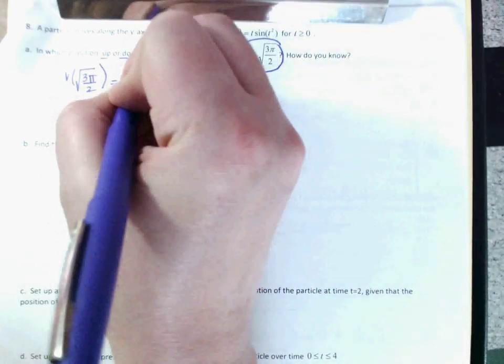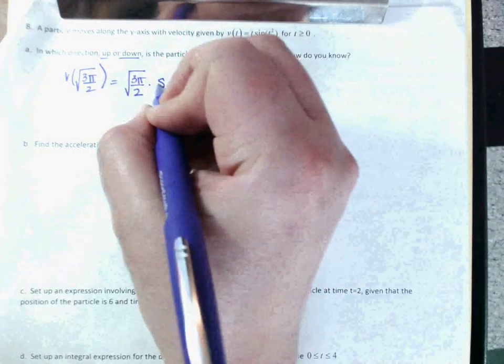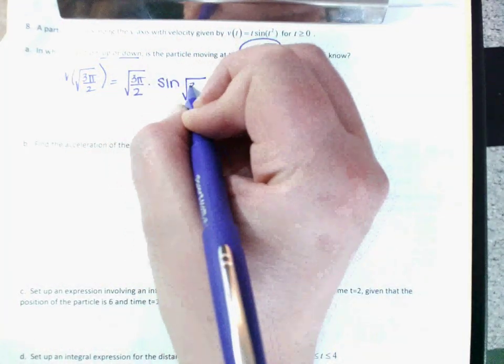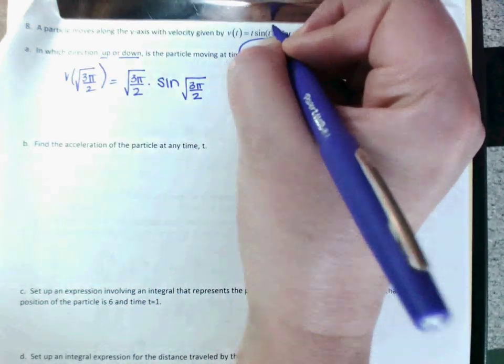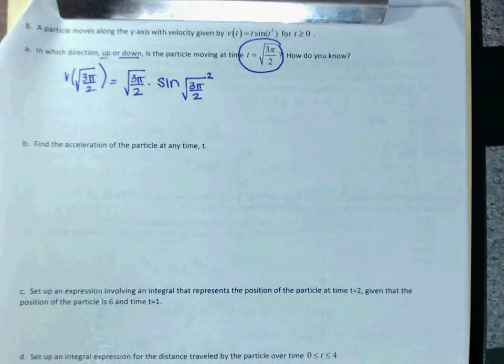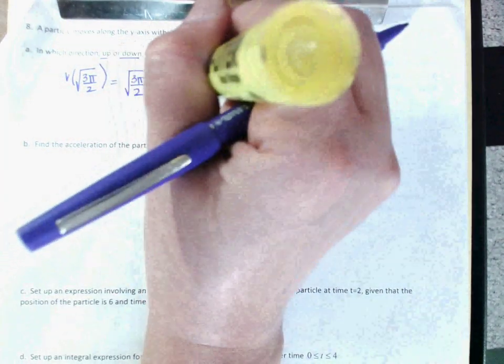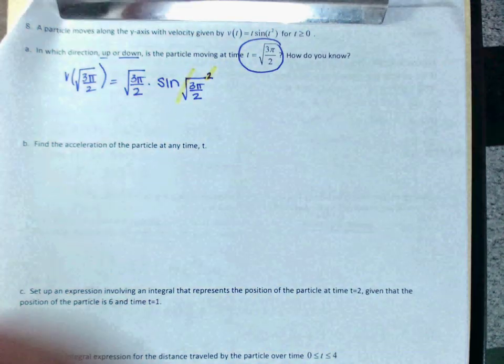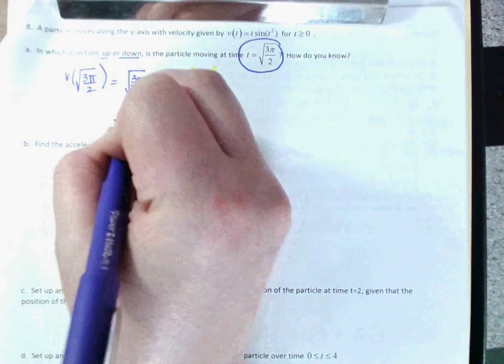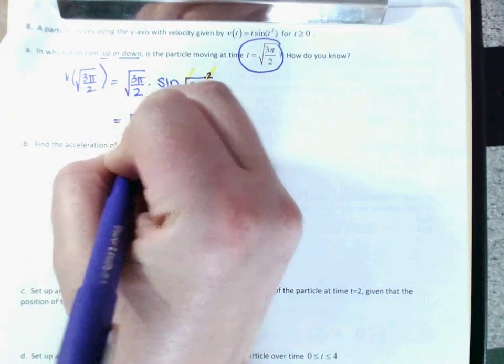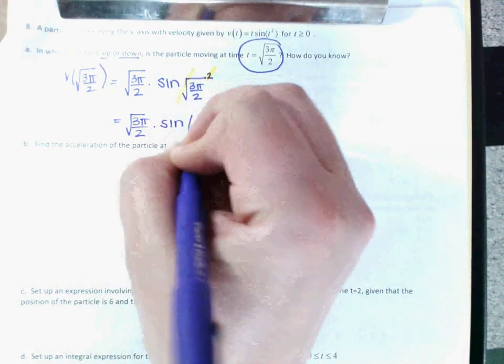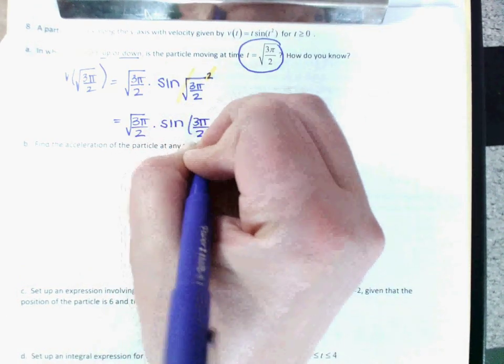So it's going to be root 3 pi halves times the sine of root 3 pi halves squared, but then also squared. So I want you to think about that. If I'm going to square and square root it, these guys are really just going to cross out, and I'm just going to have the sine of 3 pi halves. So I have root 3 pi over 2 times the sine of 3 pi halves.